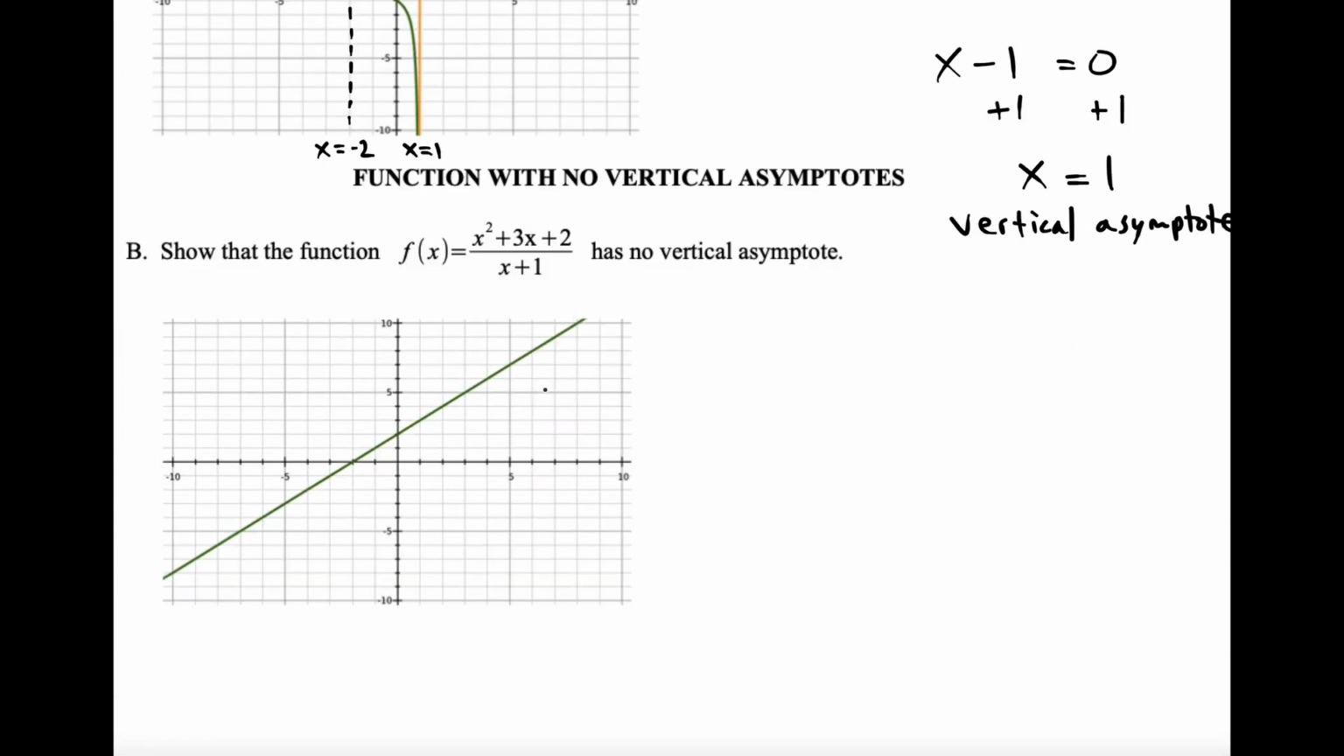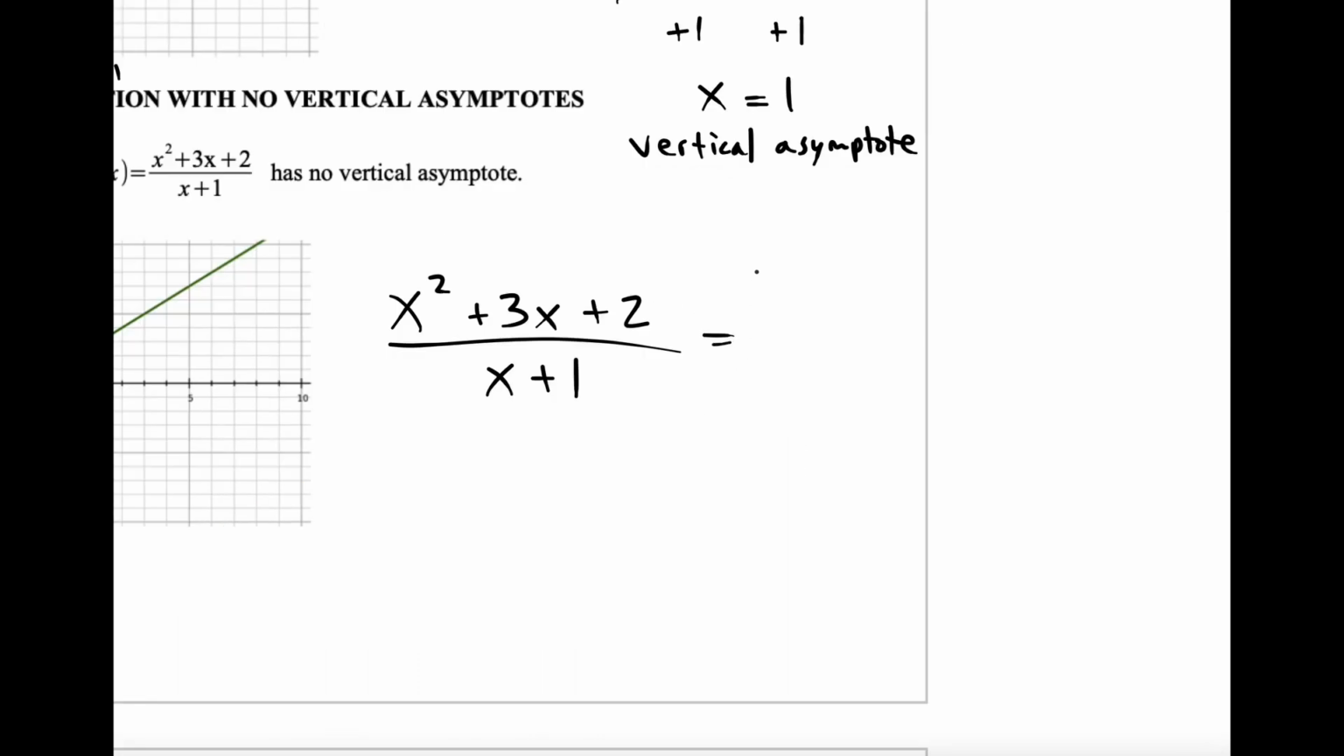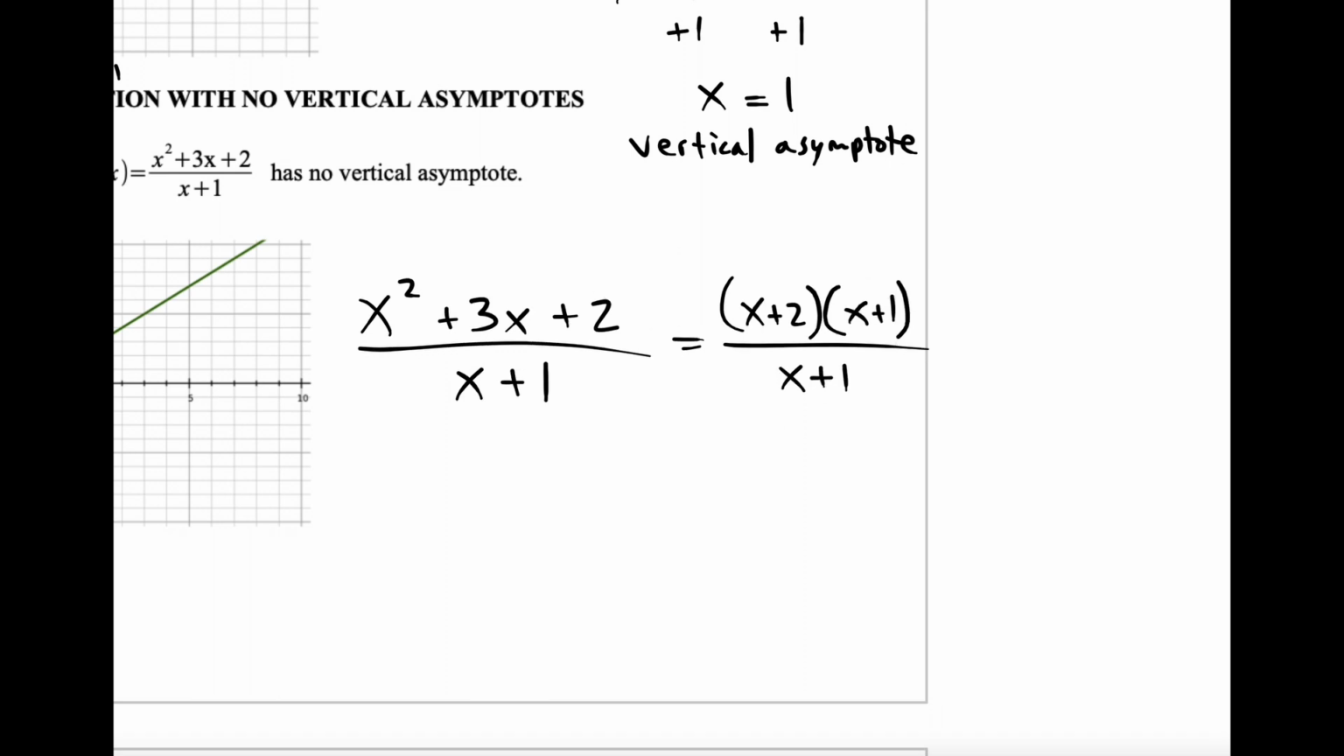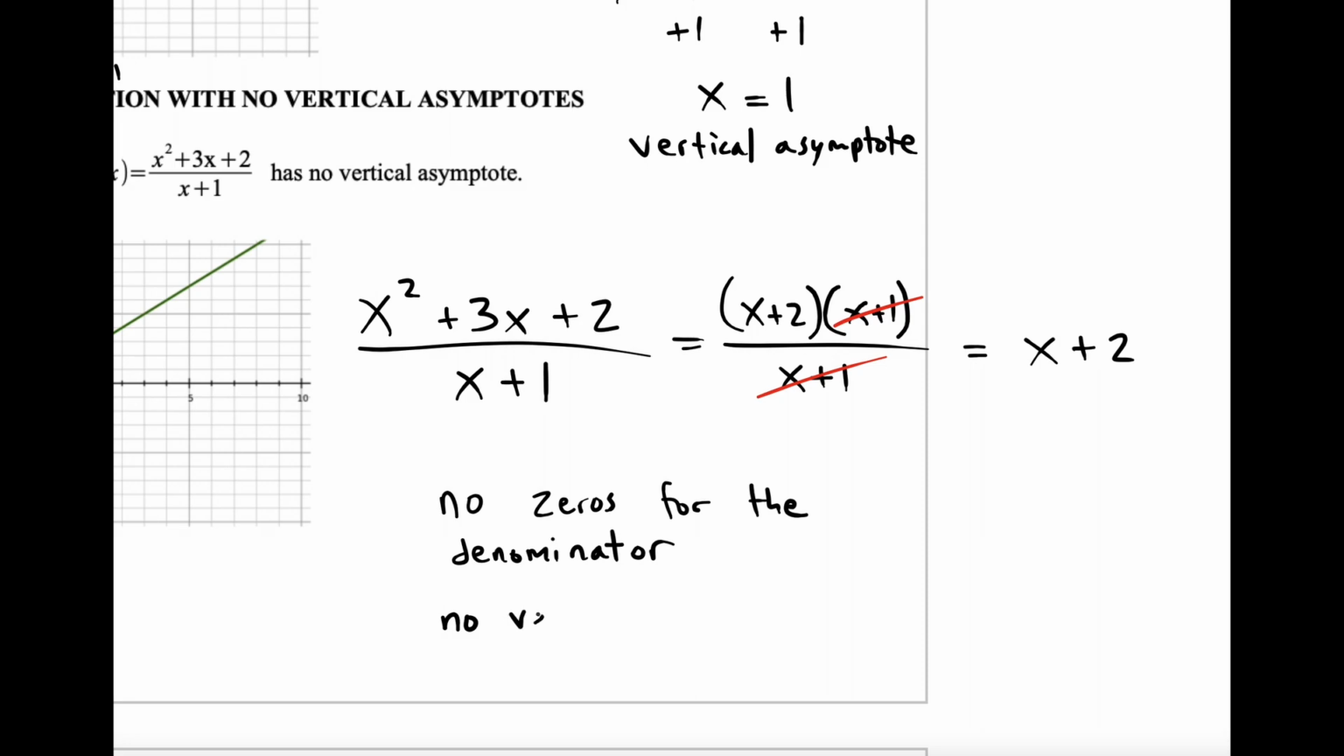Okay, so this here, let's see why it doesn't have a vertical asymptote. So let's see if we could factor that numerator. This will break up into x plus 2 times x plus 1. It looks like the x plus 1s would cancel, leaving us with just x plus 2. And so, because there is no denominator, there are going to be no zeros of that denominator. Because of that, there's no vertical asymptote.